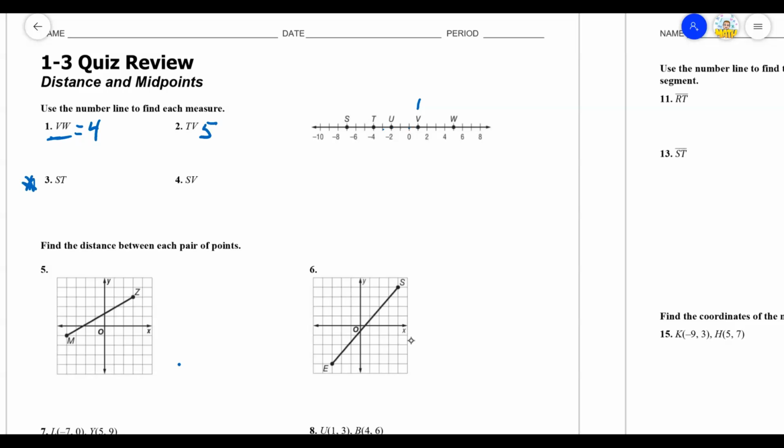Okay, so let's try the next two on your own, and we'll put those answers in our Edpuzzle. All right, so for the first one, what's the distance from S to T, or the length of ST? And then also, what's the length of SV? Let's try those on our own and put the answers in our Edpuzzle.